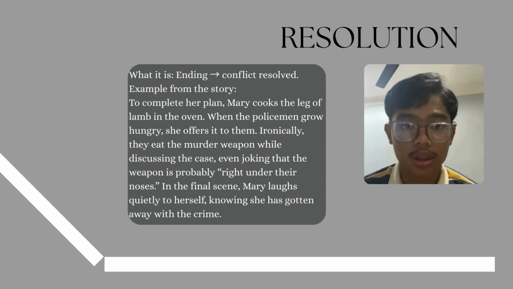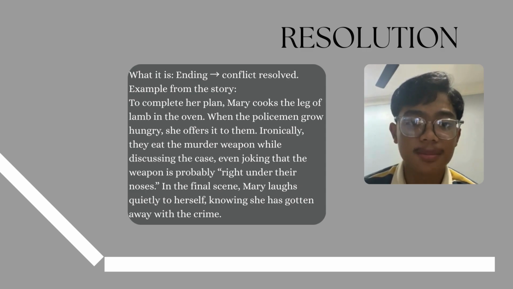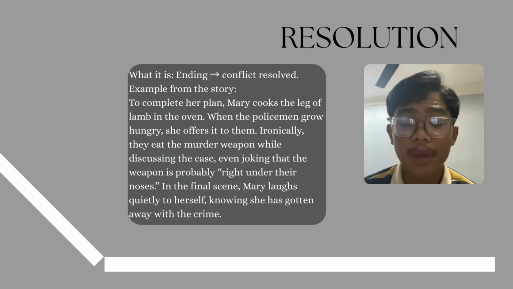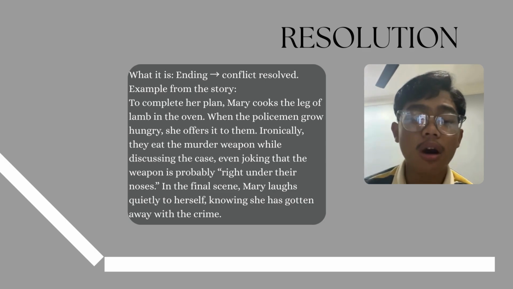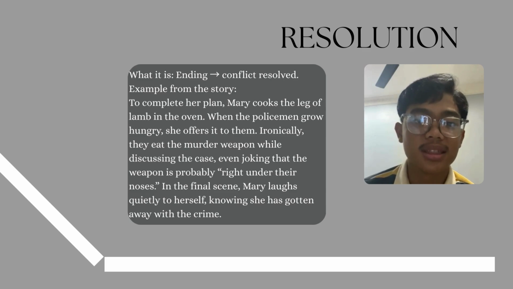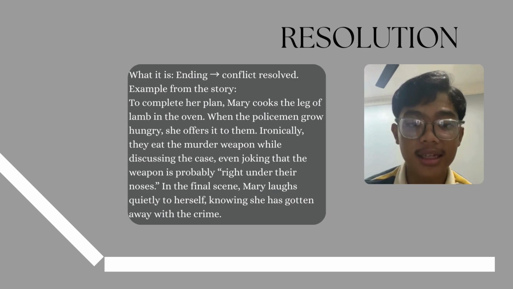In Lamb to the Slaughter, the resolution is both doubly ironic and shocking. Mary places the leg of lamb, the very weapon she used to kill Patrick, in the oven and roasts it. Meanwhile, the officers investigating the case grow hungry. Mary sees this as an opportunity to offer them the leg of lamb she just roasted in the oven.